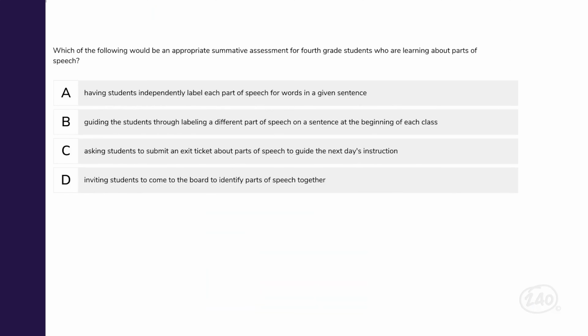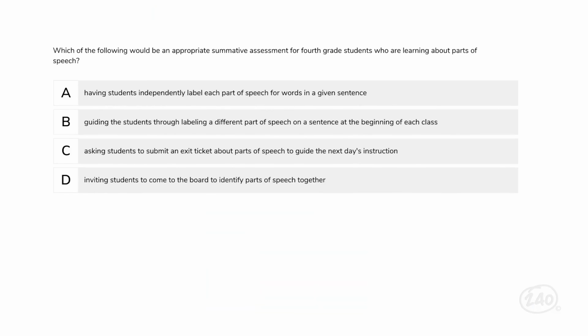Are you ready for your last question? Here it is, from Assessment of Developing Literacy. Which of the following would be an appropriate summative assessment for 4th grade students who are learning about parts of speech? Having students independently label each part of speech for words in a given sentence, guiding students through labeling a different part of speech on a sentence at the beginning of each class, asking students to submit an exit ticket about parts of speech to guide the next day's instruction, inviting students to come to the board to identify parts of speech together. This is the correct answer.